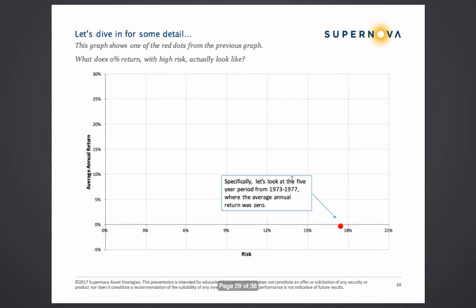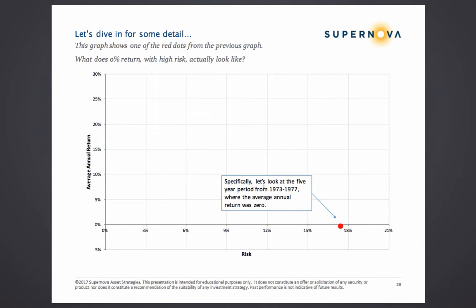But further, we like to show this point right here. This is a 5-year period investing in U.S. stocks where you got a 0% return with an almost 18% risk. Now, everybody knows what a 0% return is. If you put in $100, 5 years later, you have $100. But what does high risk really look like?